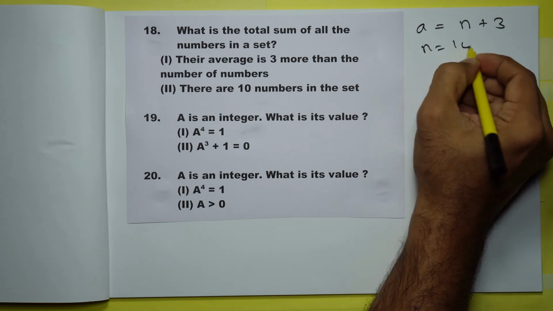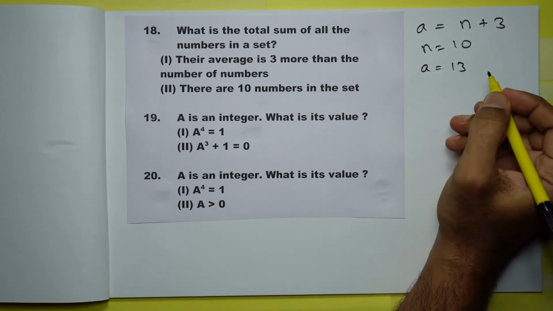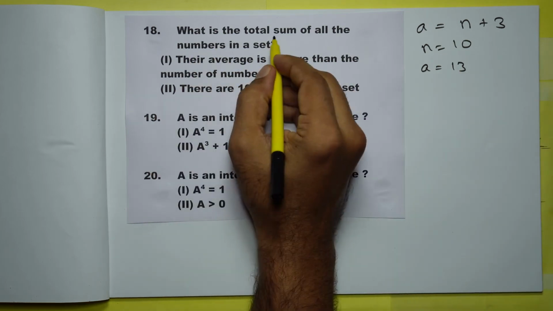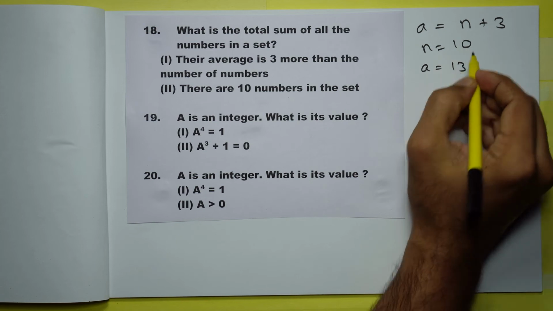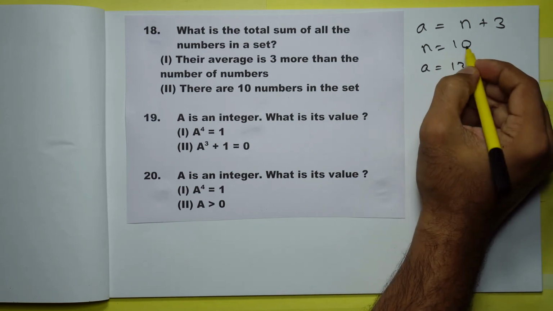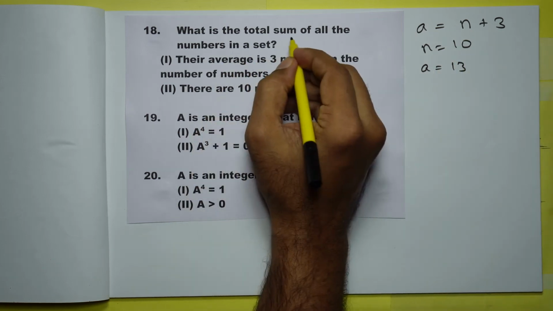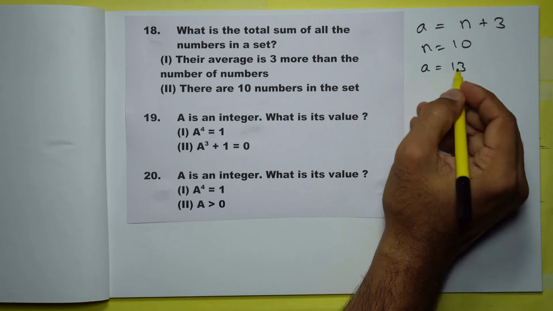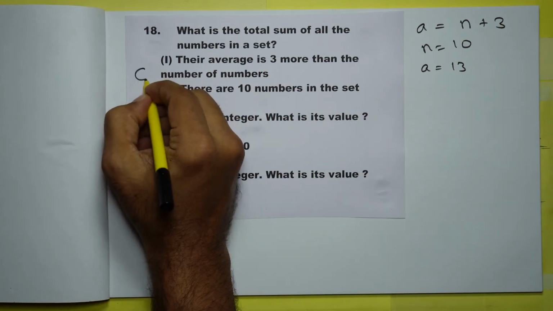There are 10 numbers in the set, so n is equal to 10, and you will get A is equal to 10 plus 3, 13. So what is the total sum of all the numbers? 10 numbers are there and their average is 13. So 10 into 13, their total sum is 130. So with both the statements, you will get the total sum as 130. So both the statements are necessary, hence C is the right answer.